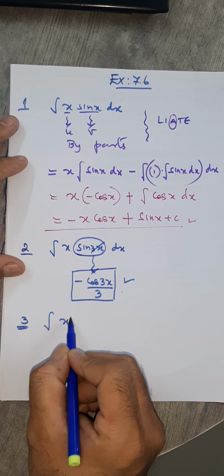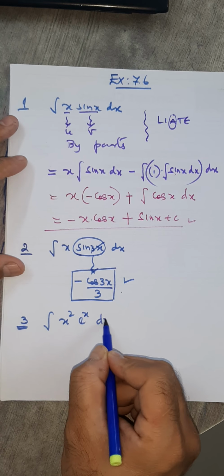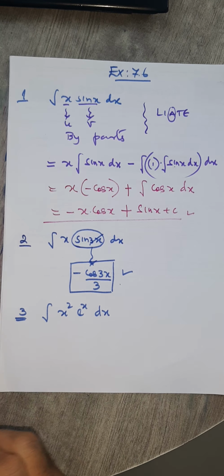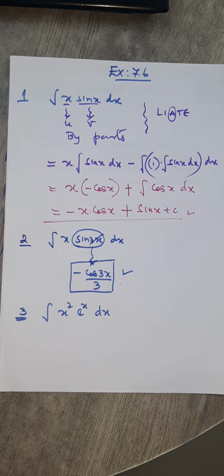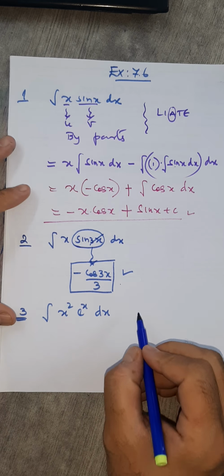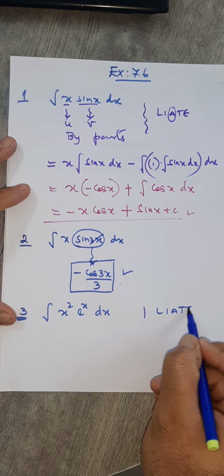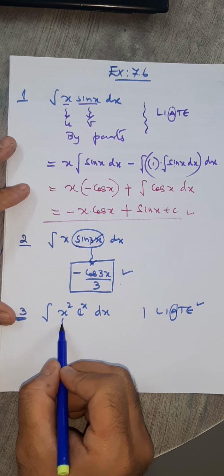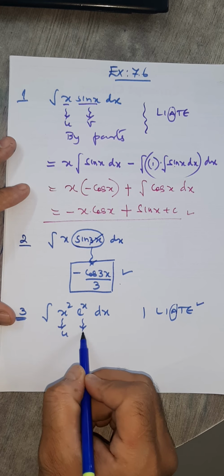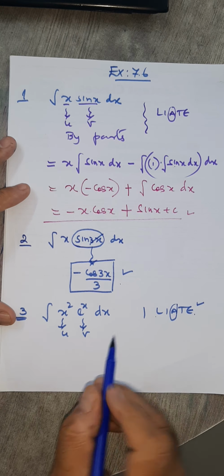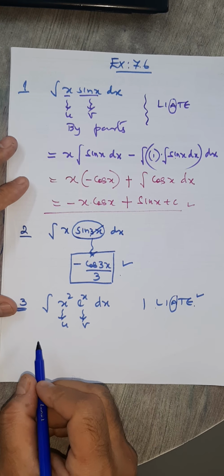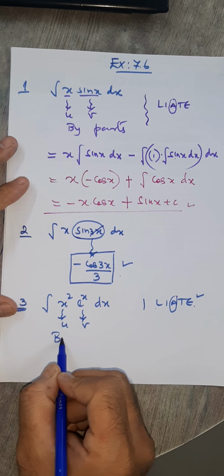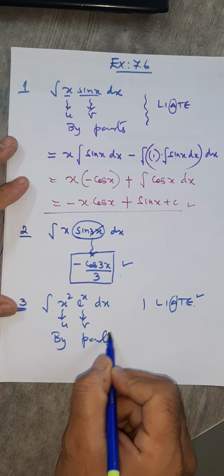Okay. Now I'll go to question number 3, third question. Integral of x squared into e raised to x dx. This is a combination of which two functions? Exponential and algebraic, remember. According to Lecture rule, which occurs first? Algebraic and then exponential. So this should be u and this should be v. Exponential is the last and log is the first. Now we do it by parts.